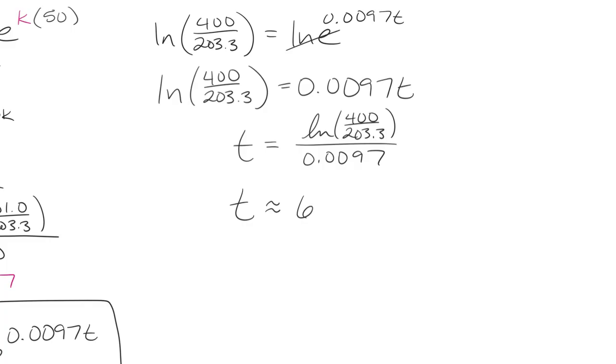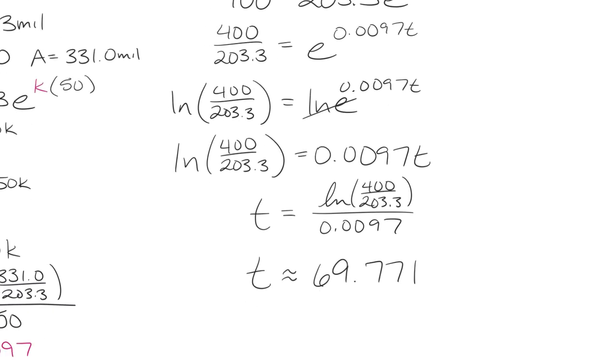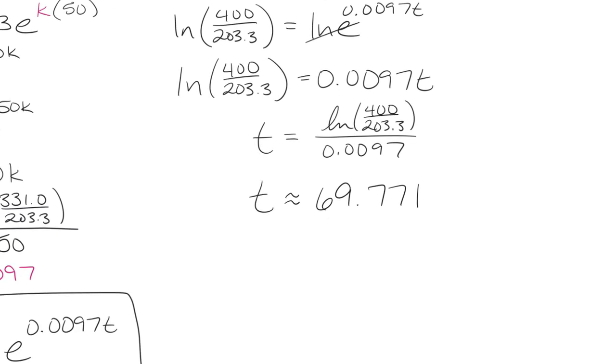Did you get 0.771? Now if you answered with this, that technically would be counted wrong because of the way the question was phrased. It did not ask how many years has it been. It asks specifically, by which year will the U.S. population reach 400 million? So what should we do with this number we got for t?